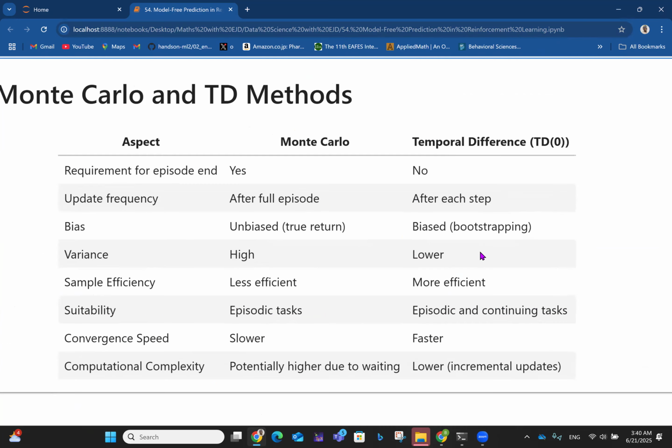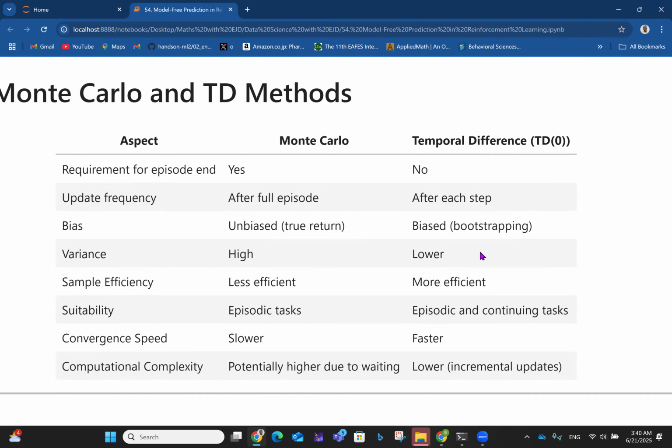So talking about requirement for episode end, Monte Carlo requires it, while temporal difference doesn't require that. Then update frequency. Monte Carlo comes after full episode, but temporal difference comes after each step. Then bias. Monte Carlo is unbiased because it gives true return, while temporal difference is biased because of bootstrapping. Then variance is high in Monte Carlo, but lower in temporal difference.